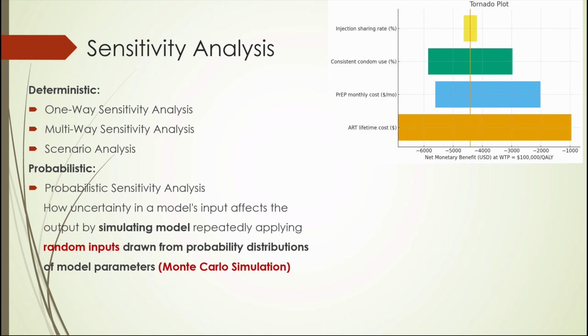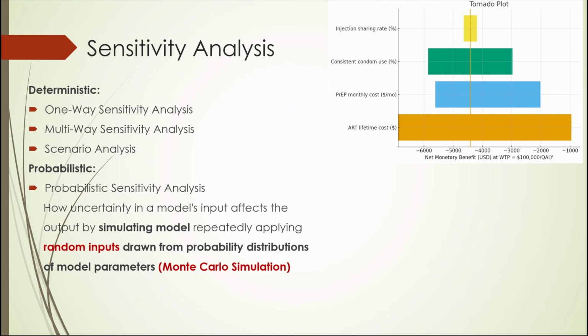The tornado plot shows how sensitive the results of our model are to each input. For instance, in this case, we see ART lifetime cost is the most sensitive input. We know if we change that variable a little bit, the results of the outcome change dramatically.